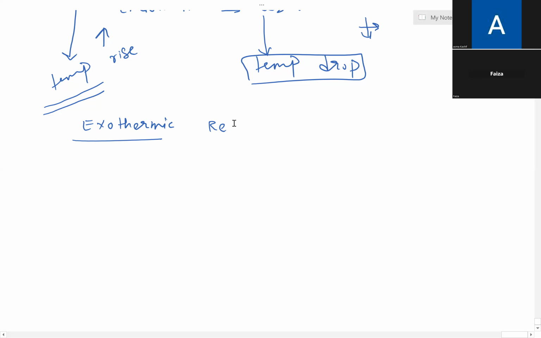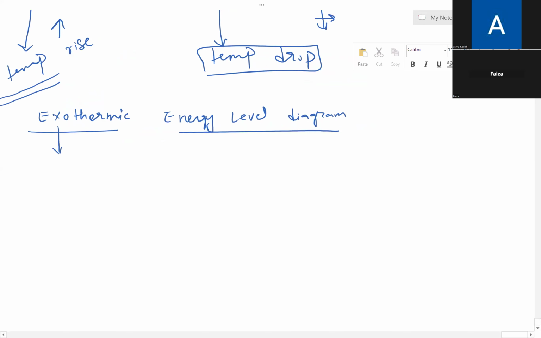Okay, the first one we are going to do is energy level diagram. If you are doing energy level diagram for an exothermic, do remember that exothermic is always given with, sorry, it is given with a negative sign. Always you are having an enthalpy delta H which is equal to a negative sign. Always in exothermic you will be getting a negative sign.